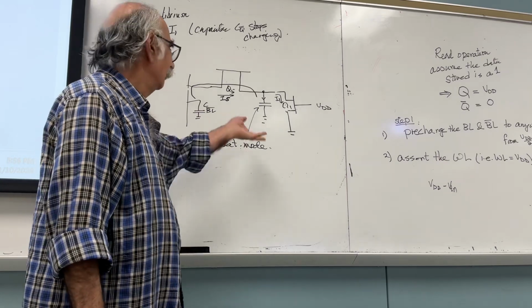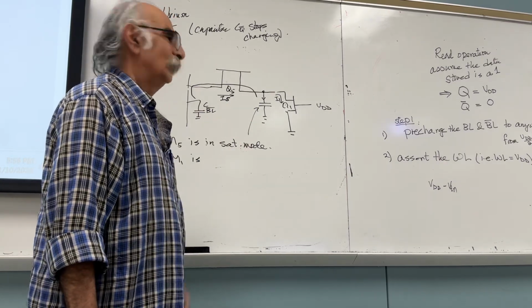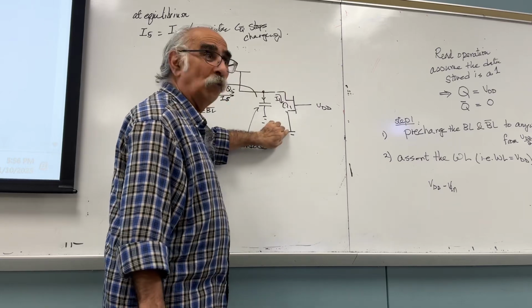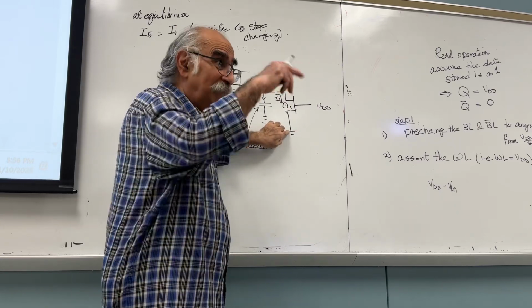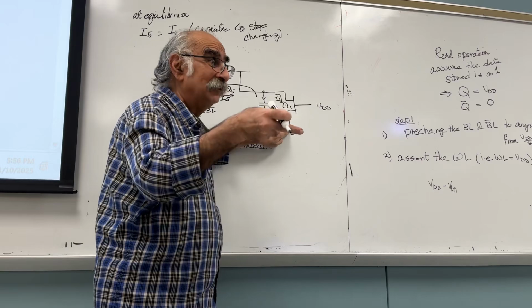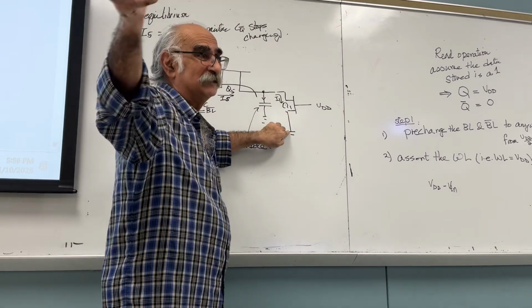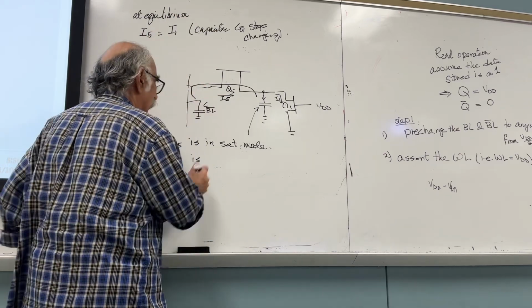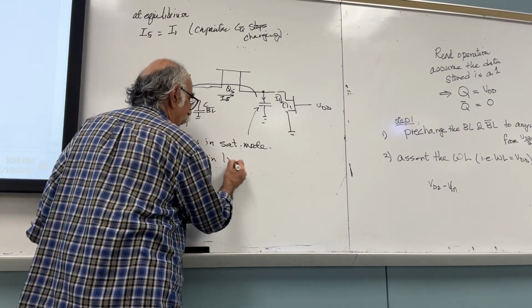Triode. Why? Look at this diagram. The VDS is very small. Is this voltage high or low? Low. But it's greater than what? 0. So the VDS is less than VGS minus VT. Did you get it? M1 is in what? Triode mode.